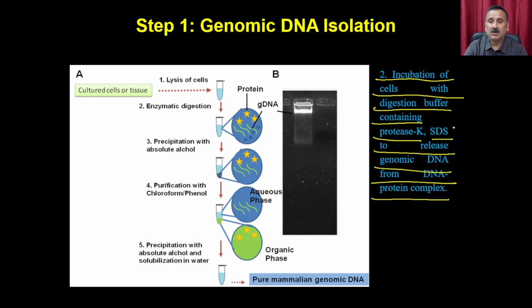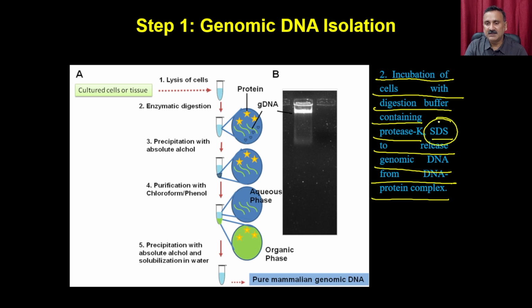So, the first goal is to dislodge the protein part, so that the DNA would be free, and then you can purify the DNA from the cellular material. For that, you are going to incubate the cellular content, or the lysed cells, with the digestion buffer, which contains proteinase K and SDS.